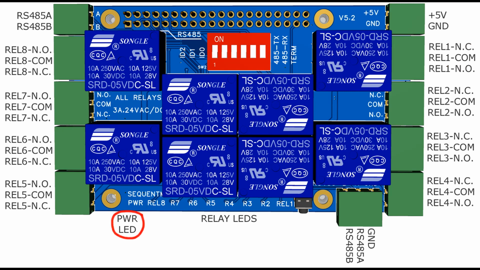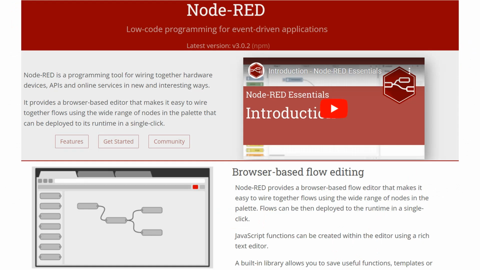On the bottom row, the leftmost LED shows when the card is powered. The next 8 LEDs show when the relays are energized. Using the 2 RS-485 ports, you can daisy chain the cards and control them from any PLC using the Modbus protocol. To build the 64 stations irrigation controller, install Node-RED on your Raspberry Pi following the instructions.